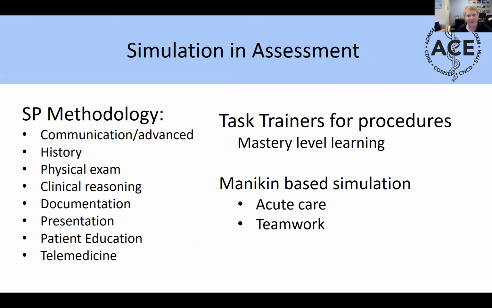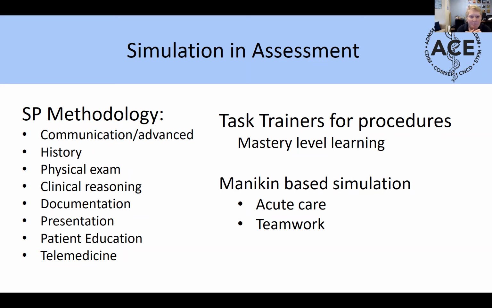So lastly, to close out and then have some time for questions, is to think about simulation in assessment. We think about simulation as a teaching modality, but it's also very useful in assessment. These are just some examples of how we might use different simulation methodologies to assess different things.